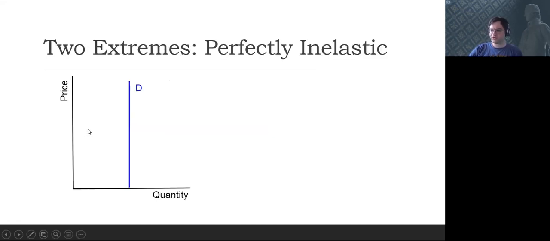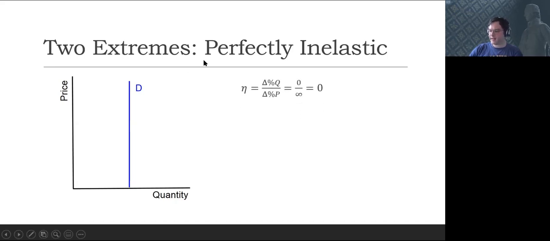So let's look at the two extremes. This is a response to 2 questions asked at the end of chapter 5 in our OpenStax textbook. First, we have a perfectly inelastic demand curve, or demand in this case. You can also have a perfectly inelastic supply curve. What is the slope and the elasticity here?